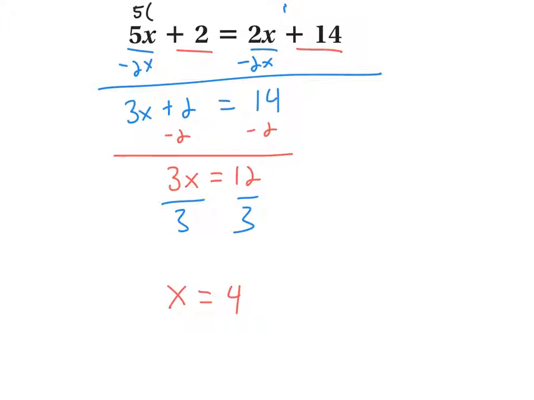We could say 5 times 4 plus 2, and it should equal 2 times 4 plus 14. So 5 times 4 is 20, plus 2 is 22. 2 times 4 is 8, plus 14 is 22. I know I got the right answer because it balanced out. All right, if we would have got 22 equals 35, we'd have known we got something wrong.